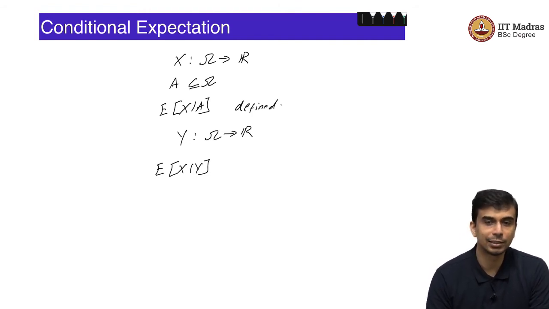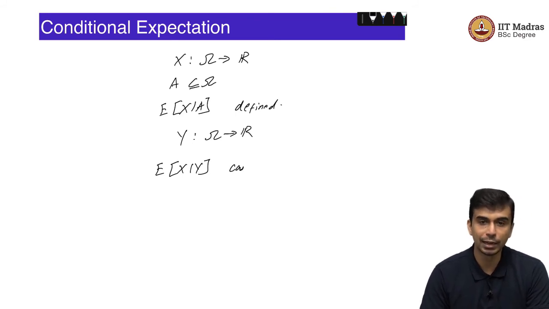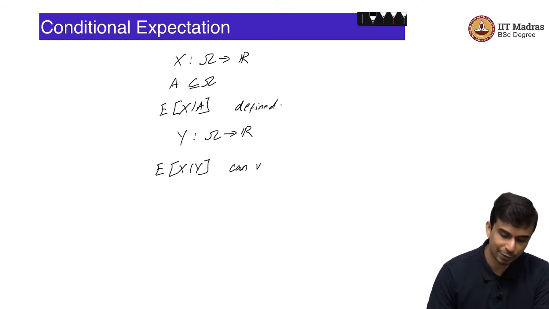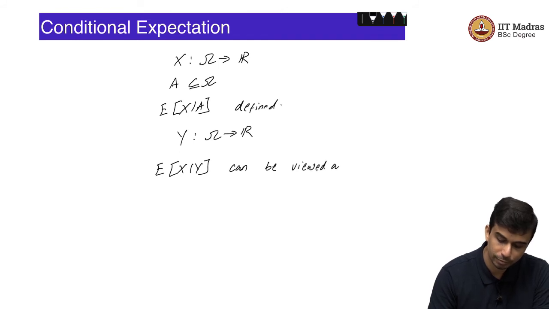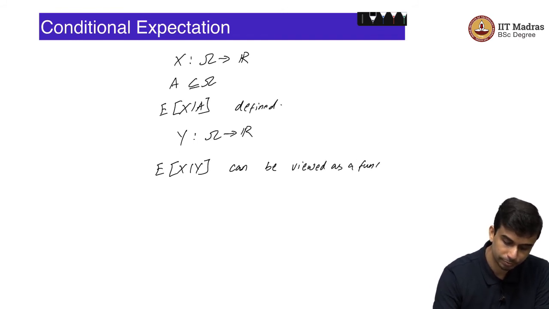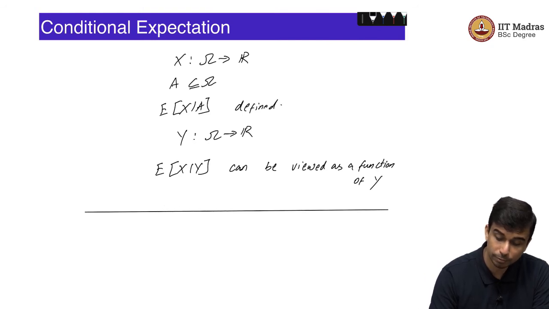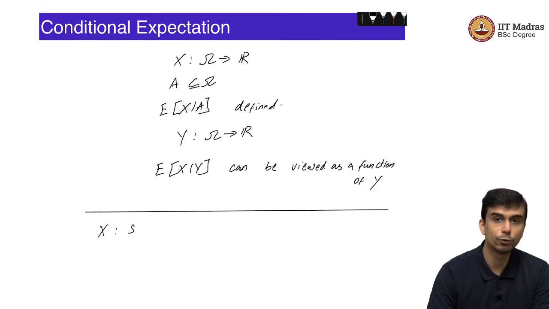But the standard way to convert a random variable to an event is to assign a value to it, right. But if you assign different values to it, you get different events, and based on that the answer expected value of X given A is going to change. So, expected value of X given Y can be viewed as a function of Y. Y is a random variable, but it can be viewed as a function of y.